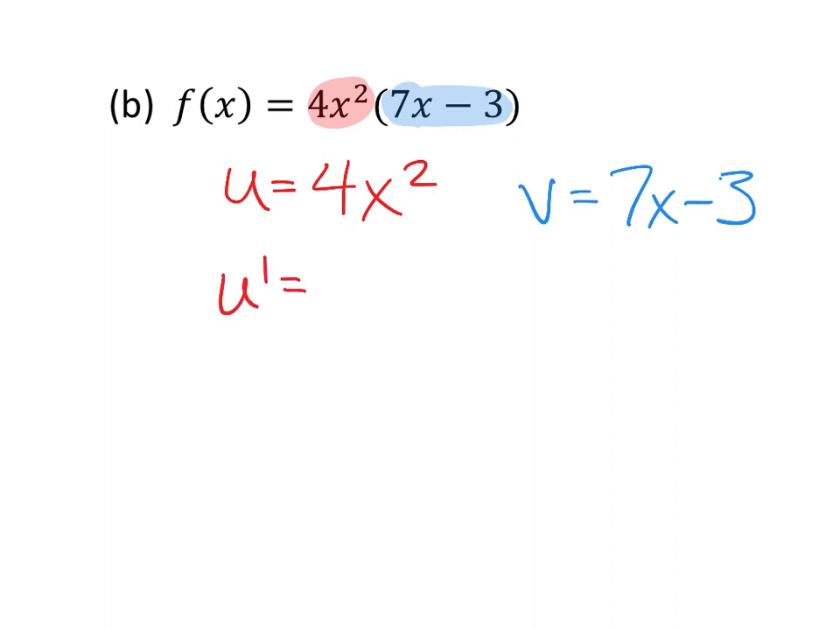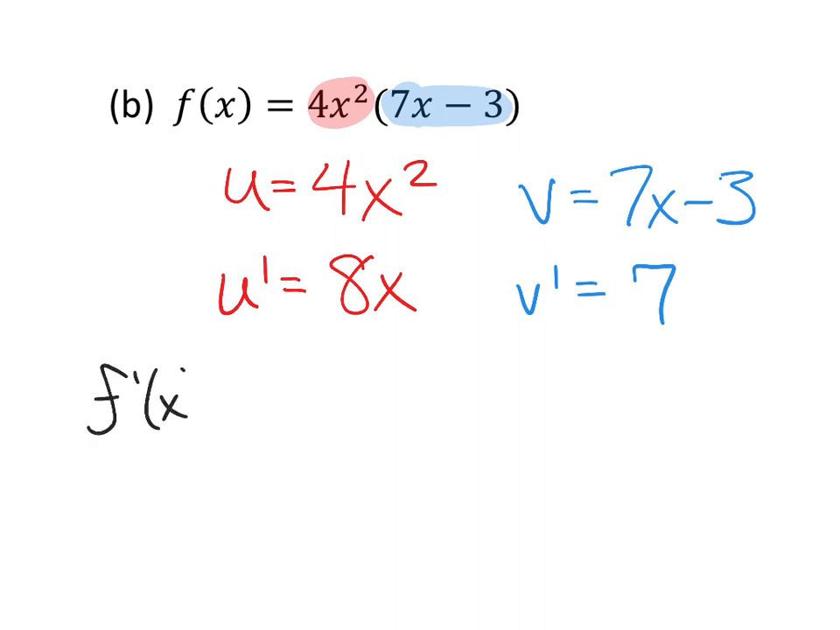u prime represents the derivative of u. Yes, you get to take that little notation now. It's much easier than writing du over dx every time. This would be 8x, and v prime would be what? 7. Okay, can we put it all together?